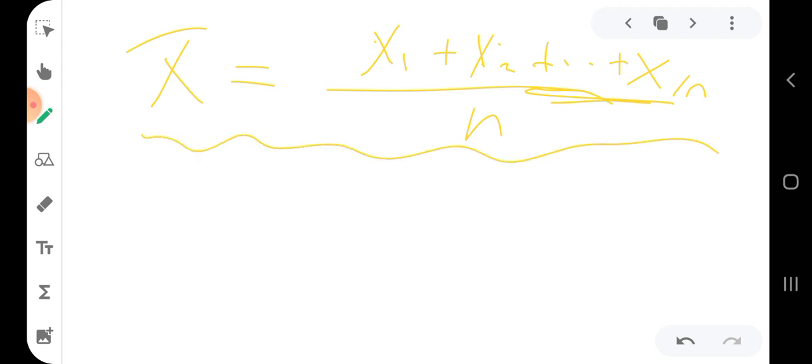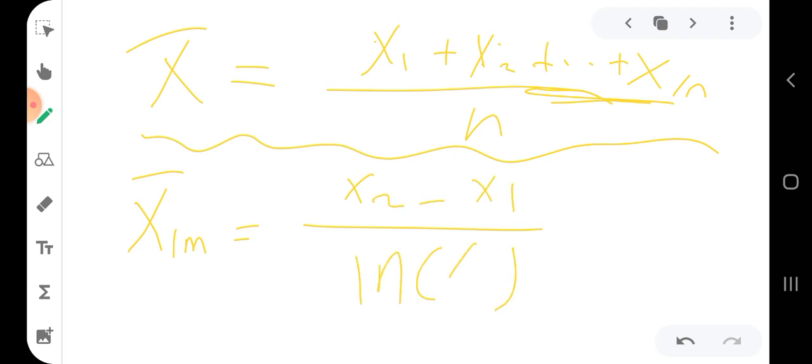And you have the log mean average. If you want to find the log mean, what you do is x2 minus x1 over ln of x2 over x1. It is commonly used as the delta T log mean in heat transfer. So you say it's delta T2 minus delta T1 over ln of delta T2 over delta T1. So it's just a way to find the average.